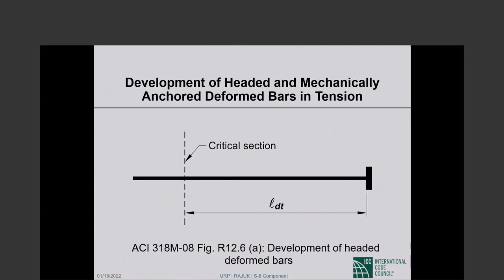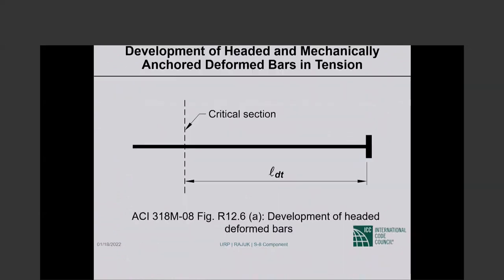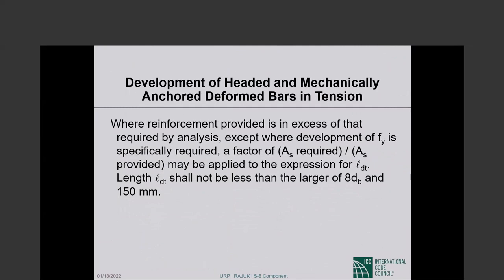So this is L sub dt from the bearing face of the head to where the bar is fully developed. L sub dt, headed bar development length. Where reinforcement provided is in excess of that required by analysis, except where development of f sub y is specifically required as before, a factor of as required over as provided may be applied to the expression for L sub dt.